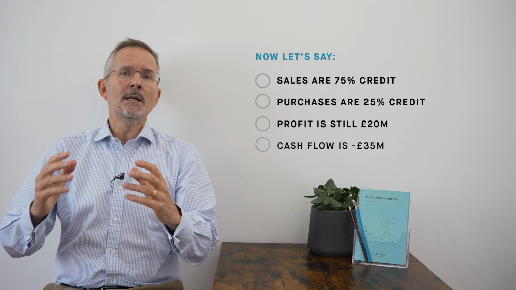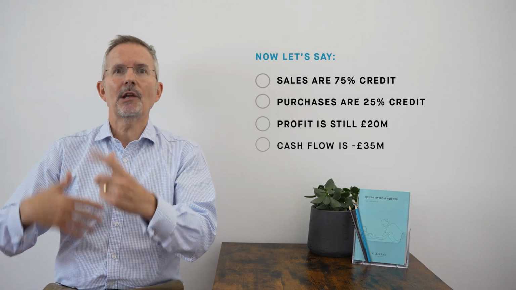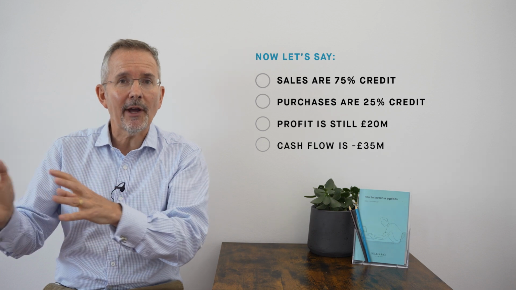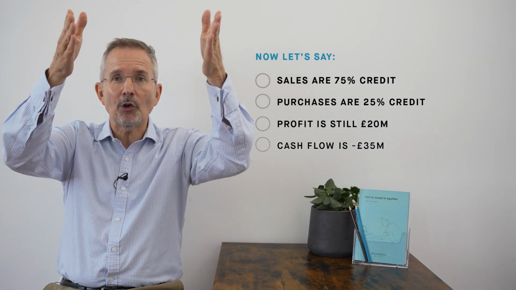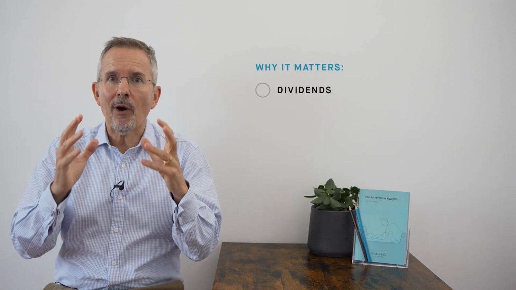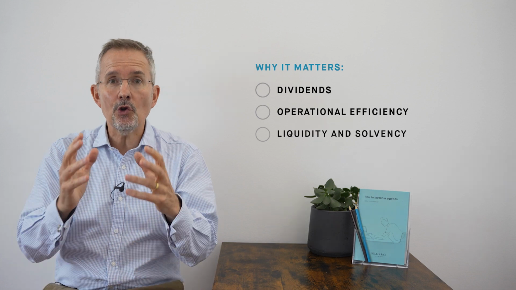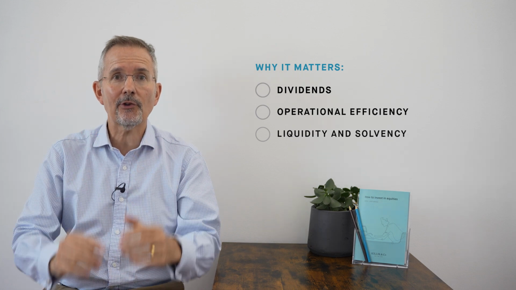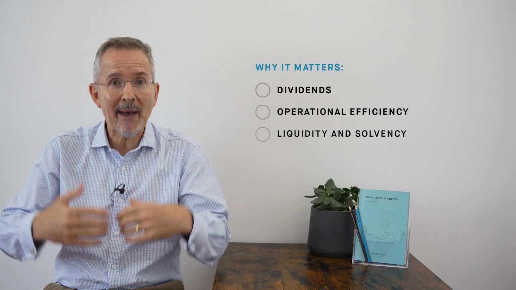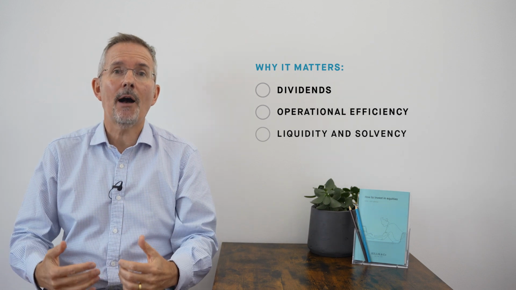Now, you may say that might change the next period when we collect our debts and so on and so forth, but you get the idea. Profit and cash are not the same thing once you draw a snapshot of, say, a month or a 12-month period. Why does this matter? Well, it matters for several reasons. If you are focused on dividends as an investor, you need a company to be able to generate consistent cash flow. Because you can't physically pay dividends out of profit, you pay them out of cash.